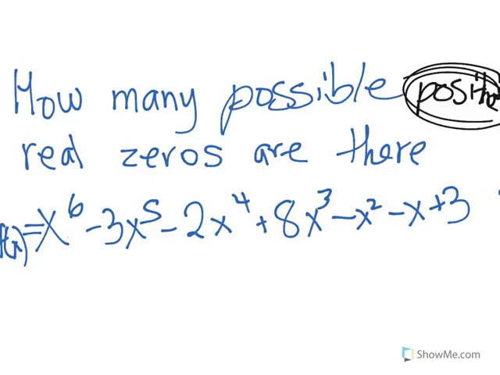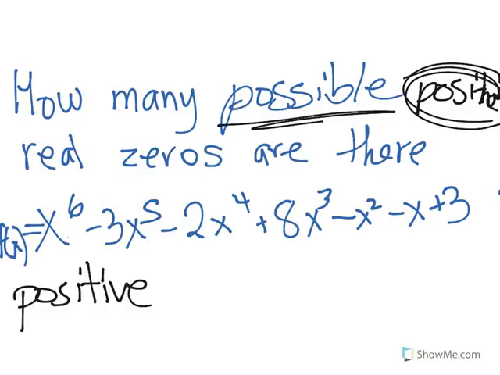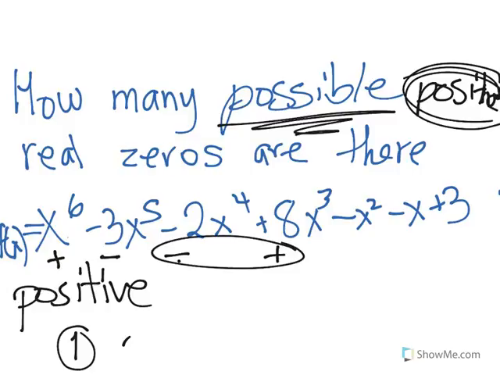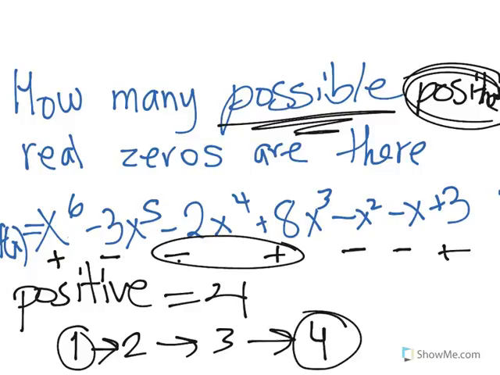So first, let's do what we know how to do and find the number of possible, just remember that it's possible, positive real zeros. So here we have from plus to minus, so that's 1. From negative to negative, doesn't change anything. From negative to positive, this is 2. From positive to negative, that's 3. From negative to negative, that's nothing. And from negative to positive, that's 4 sign changes we counted. So the number of possible positive real zeros is 4.